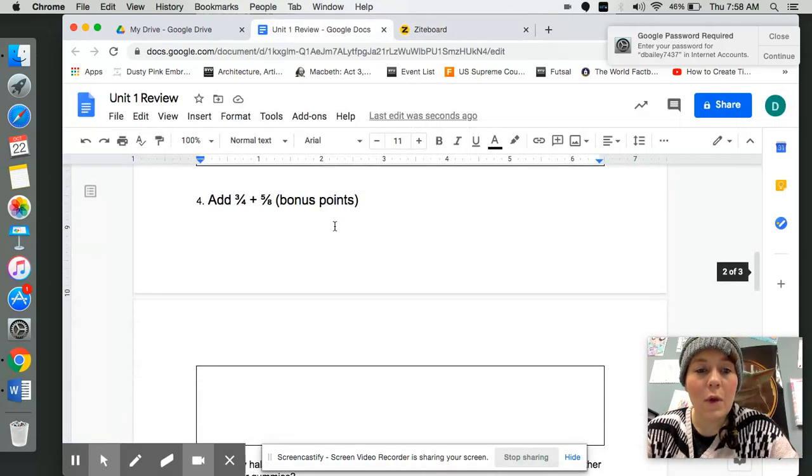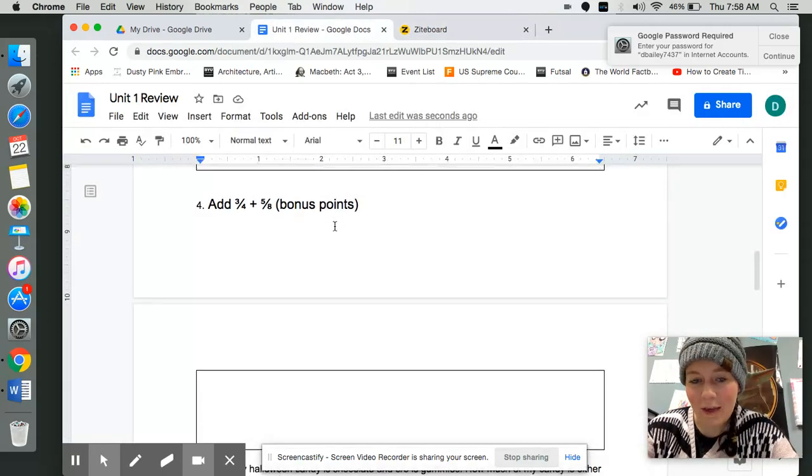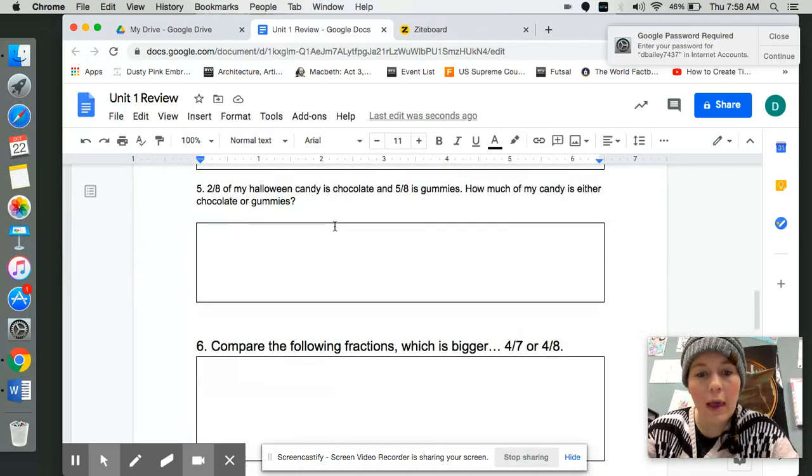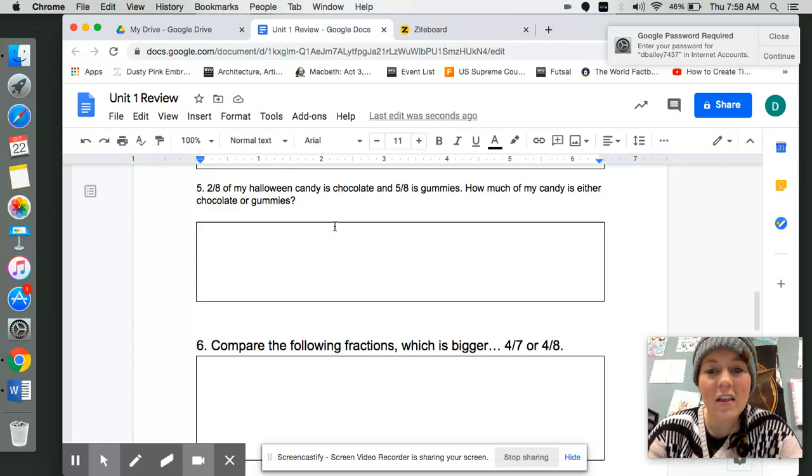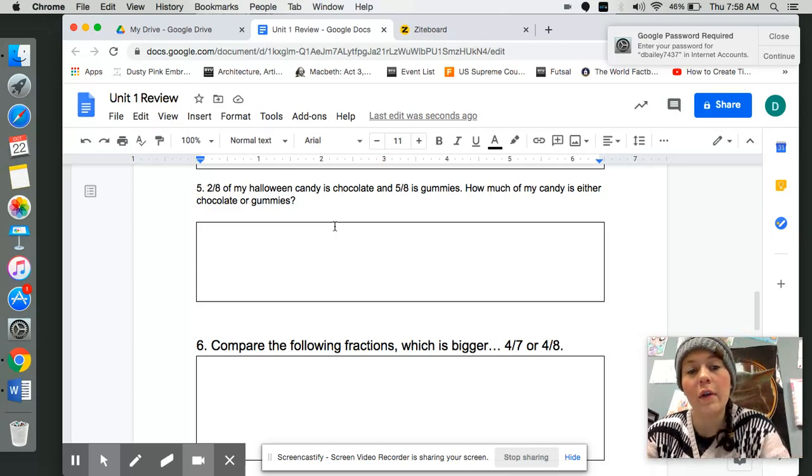So this one, number 4, we're going to save the best for last. We're going to skip that one for now. Okay, this one. 2/8 of my Halloween candy is chocolate and 5/8 is gummies. How much of my candy is either chocolate or gummies? So how much of your candy is both is what the question is asking.